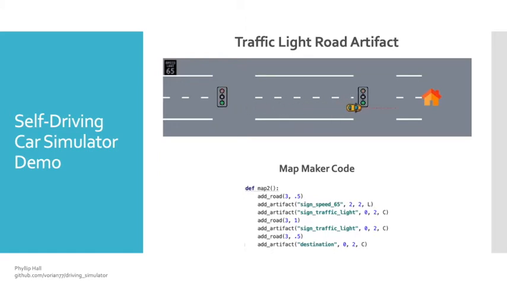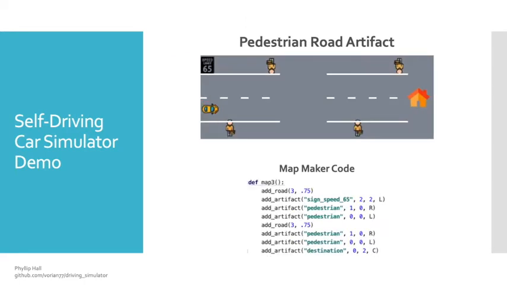When the car approaches this road artifact, its classifier sets the car's throttle to 0 whenever the signal is red. In this map, both the first and second roads contain 2 pedestrian road artifacts. The pedestrian road artifact simulates a person crossing the road in the middle of traffic.